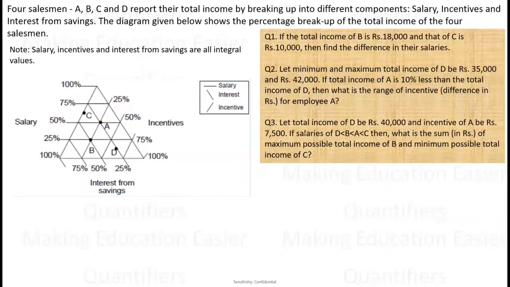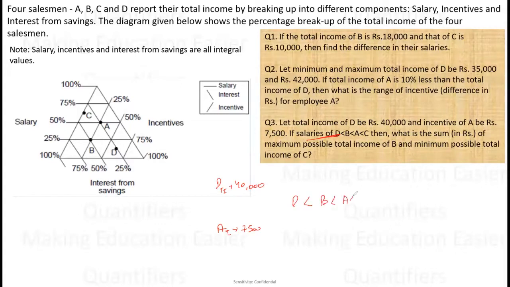Now, if I check the third one, it says D's total income is 40,000 and the incentive of A is 7,500. So for D, the total income is 40,000, and for A, the incentive is 7,500. And they say the salary of D, B, A, C is in this range. So I am given the total income here, the incentive over here, and the salaries over here: salary of D is less than B is less than A is less than C. This is given to me about the salary part.